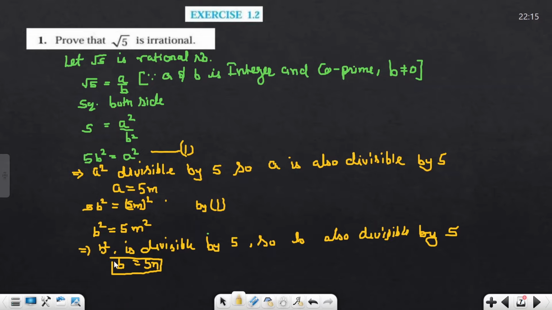So write the line again. What type of line do you write here? A and b have 5 as a common factor, and this is a contradiction to the fact that a and b are co-prime. Hence root 5 cannot be expressed in p by q form, or it can also be called that root 5 is an irrational number. You can write it like this.